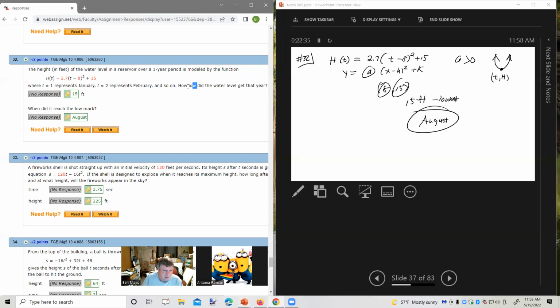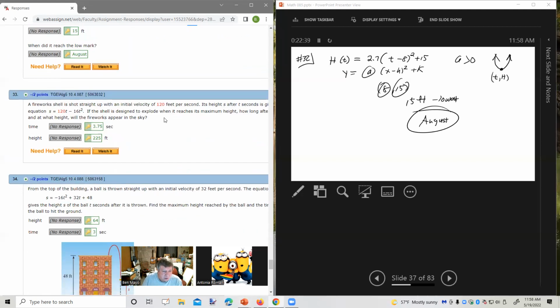And this is talking about how low it got, so we're talking minimum. Now, let's take a look at 33, when it reaches its maximum height. So here, hopefully we have a parabola that opens downwards because we're looking for the maximum.